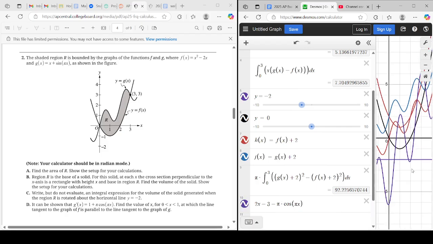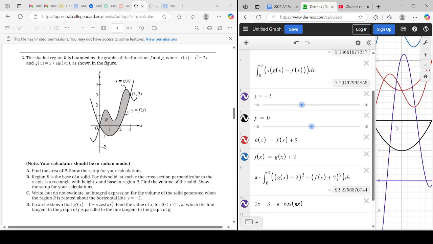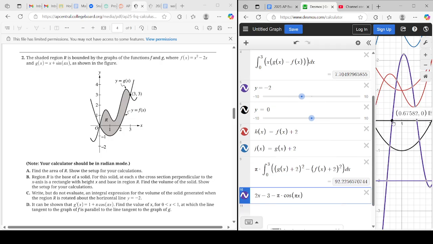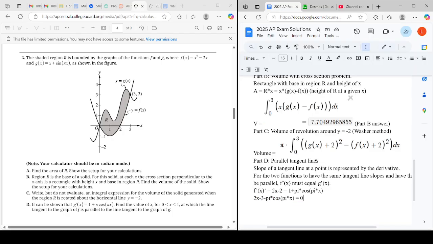And we need a number from 0 to 1. So let's zoom in here where it's equal to 0. And there we go, it's 0.675. We're going to round that off to 0.676. For x between 0 and 1, this is true at x equals 0.676.